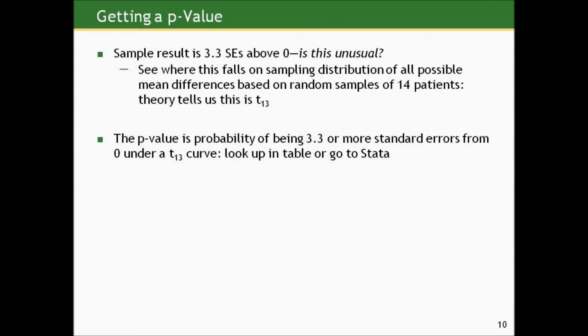Well, technically speaking, we need to figure out where this falls on the sampling distribution of all possible mean differences based on all possible random samples of 14 patients, where we had 2 measurements on each, one on the cornflakes diet, one on the Oatbran diet. And the theory tells us that the sampling distribution is a t with 13 degrees of freedom. So the p-value is the probability of being 3.3 or more standard errors away from 0, either above, like what we observed, or below, to consider the extremes in the other direction. And we can look this up in the table or go to Stata.